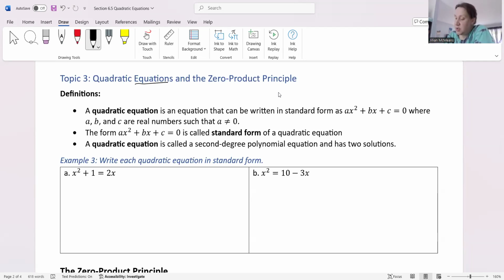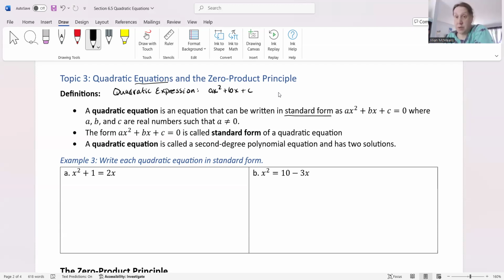So a quadratic expression, remember, so the quadratic expressions were ax squared plus bx plus c, where a is always the coefficient of the squared term, b is always the coefficient of the linear term, and c is always the constant, okay? So to go from a quadratic expression to a quadratic equation, we just have to do this one extra little thing, okay? So for us in this section, a quadratic equation is an equation that can be written in standard form as ax squared plus bx plus c, and then we just tack on equals 0, okay?